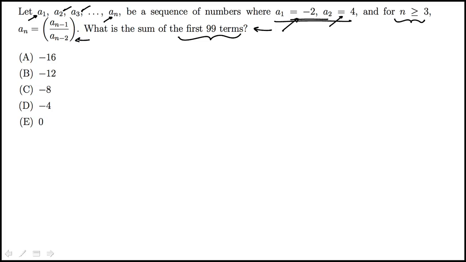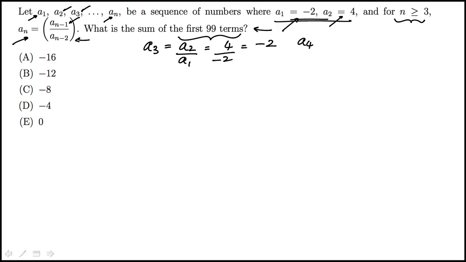And then we're given this rule that's true for n greater than or equal to 3, meaning from the third term onwards. And that tells us that the current term, or the nth term, is equal to the prior term divided by the one prior to that. So we can use that to find the third term, meaning if n is 3, A3 would be A2 over A1. And here A2 is 4, A1 is -2, so that gives me -2 again.